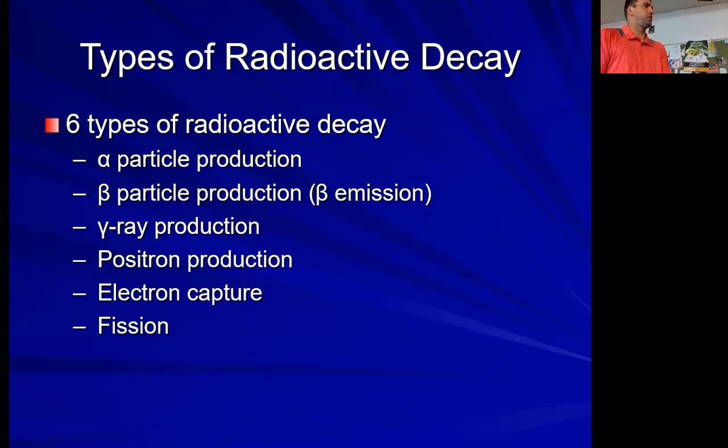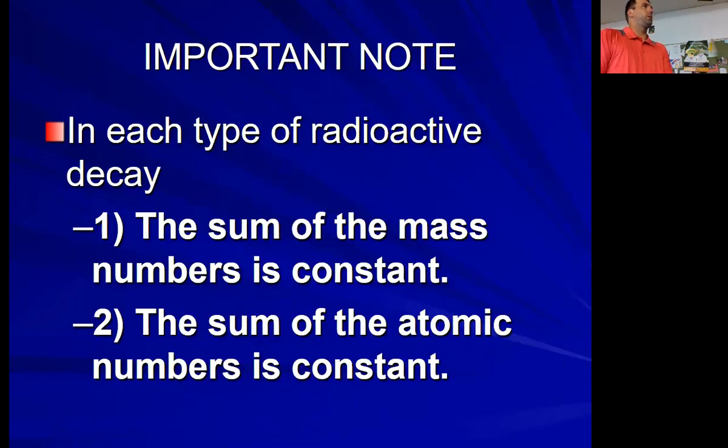Fission is the breaking apart of an atom. Important things about this, this is a huge important slide. In each radioactive decay, the mass number is constant. You balance by mass numbers, and you balance by atomic numbers. This makes sense when we start looking at one in a second.